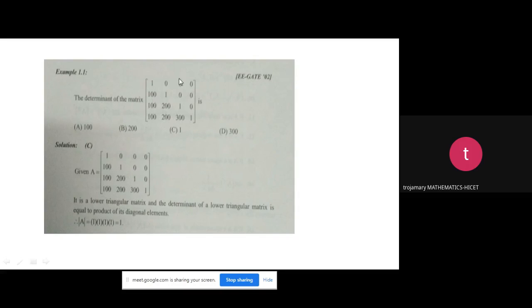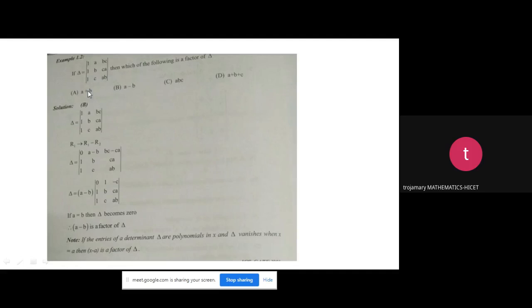This question was asked in 2002: what is the determinant of this matrix? The options are given as 100, 200, 1, 300. This is a lower triangular matrix. The determinant of a lower triangular matrix is equal to the product of its diagonal elements. So for a triangular matrix, determinant A equals the product of the diagonal elements. The product of 1, 1, 1, 1 gives 1. So determinant A equal to 1.